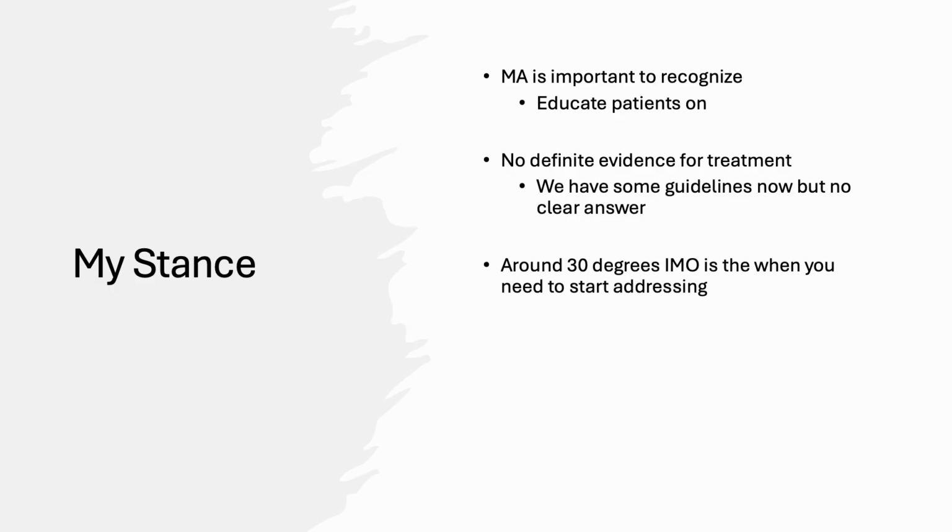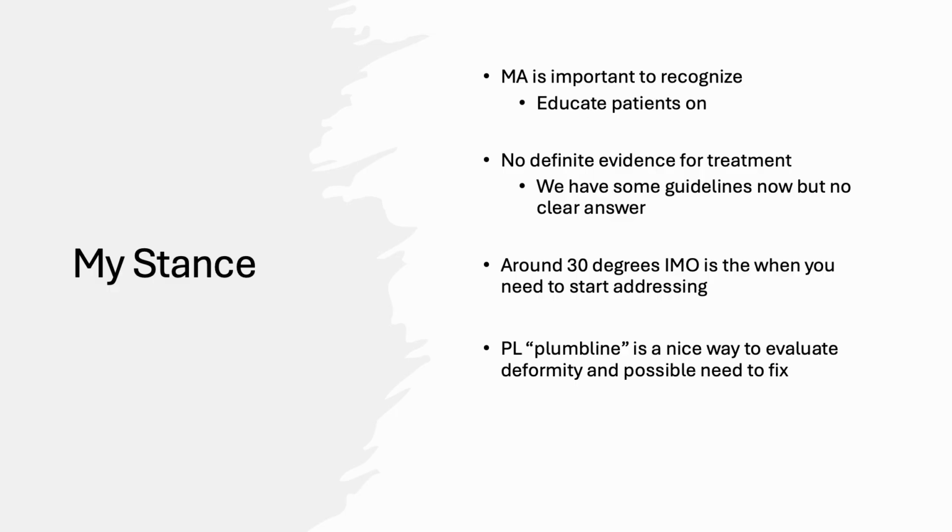In my opinion, around 30 degrees is when you need to start addressing it, and then I think it's a dealer's choice. The plumb line is a nice way to evaluate the deformity, whether you should fix it, and whether you get good correction afterwards, and I like it. But I again prefer angles and measuring it, because it's very simple in my hands in clinic, and quick and easy. I do add 3 to 4 degrees to get a slightly more accurate measurement. It's not perfect, but it's simple, with fewer points to click on in an x-ray during your preoperative evaluation and when talking to patients about it. That's my general stance of what we went over.